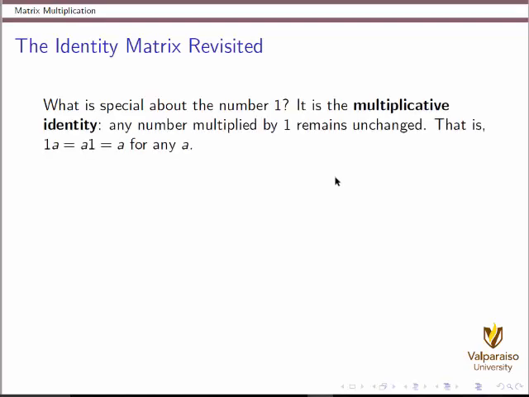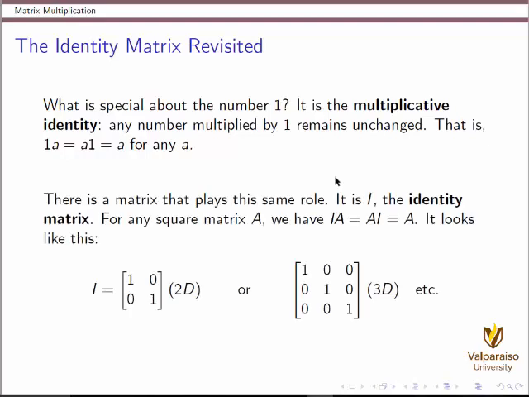Well, it behaves as the multiplicative identity. That means you multiply 1 by another number, and you just get that other number back. 1 times a equals a times 1 equals a for any a that you want. There is a matrix that does this in matrix multiplication, and it's called the identity matrix, and it looks the way we've already designed it.